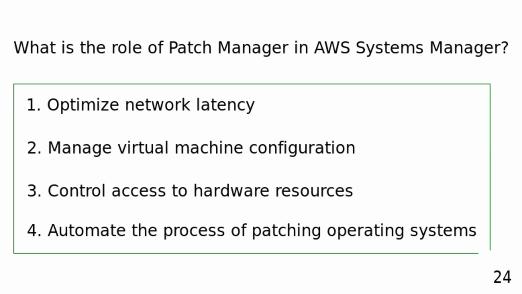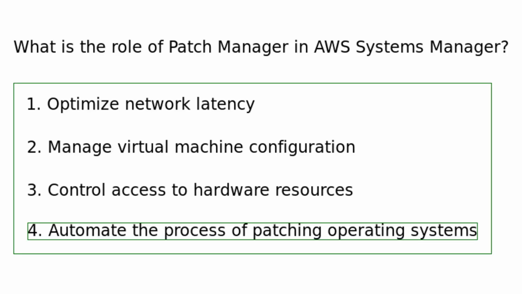What is the role of Patch Manager in AWS Systems Manager? Optimize network latency. Manage virtual machine configuration. Control access to hardware resources. Automate the process of patching operating systems. Patch Manager in AWS Systems Manager automates the process of patching operating systems, making it easier to keep instances up to date with the latest security updates.